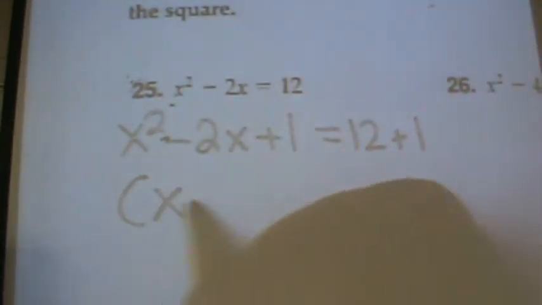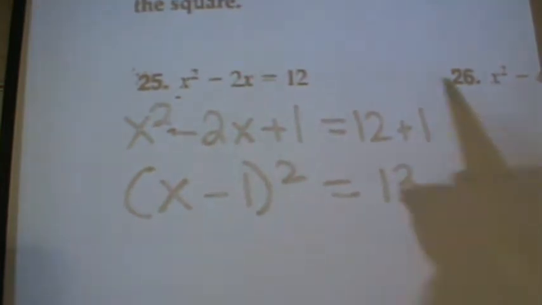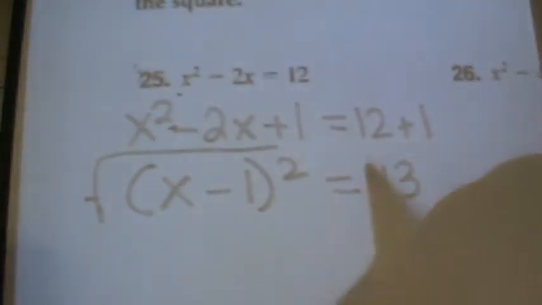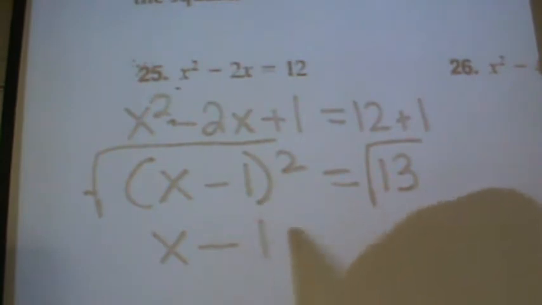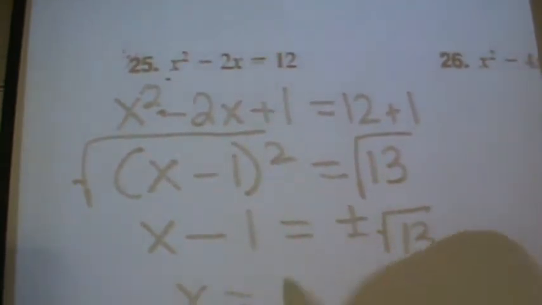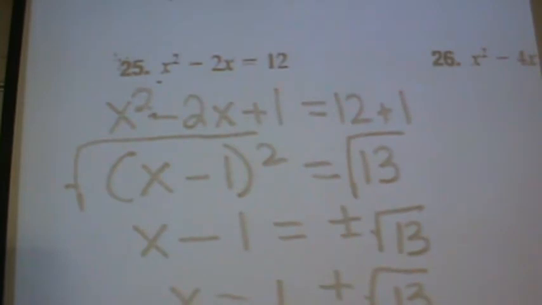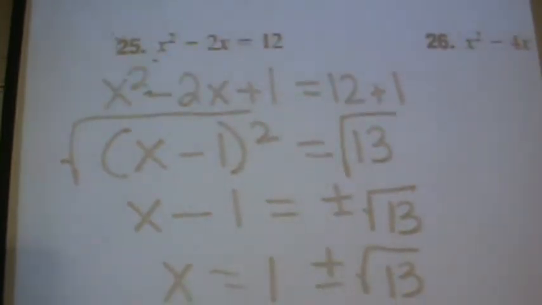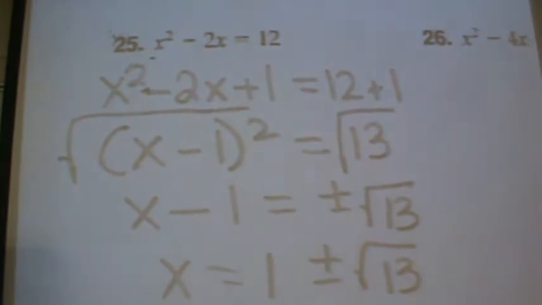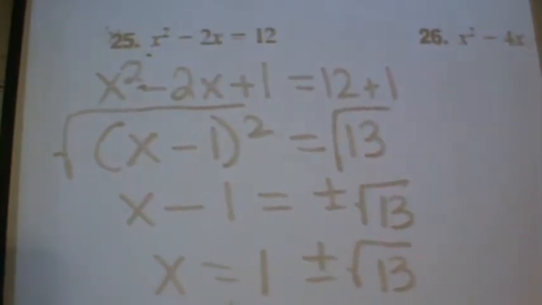Factor this. What's 12 and 1? 13. Square root both sides. And then add 1. We're just gonna leave the estimated answer here. This is the exact answer. If you needed the estimated answer, you type in your calculator 1 plus root 13 and 1 minus root 13.